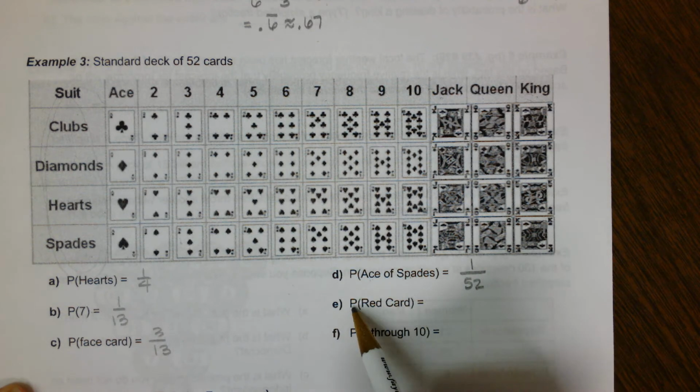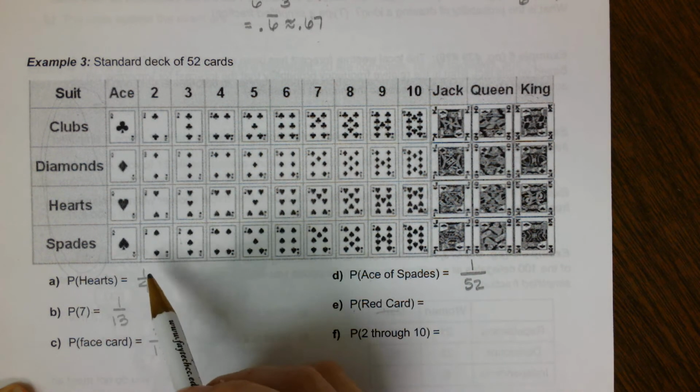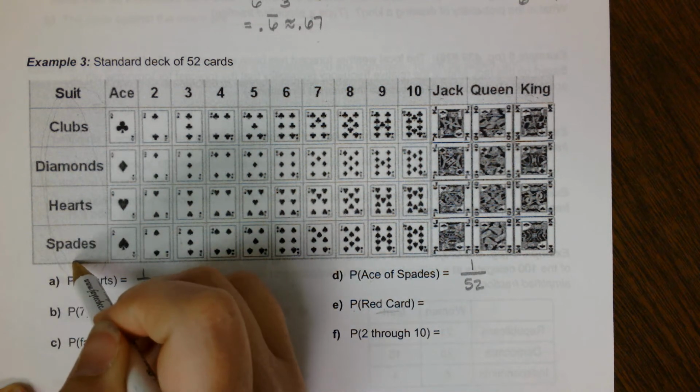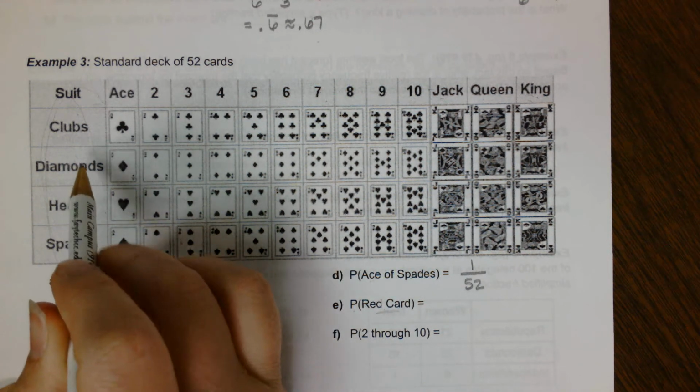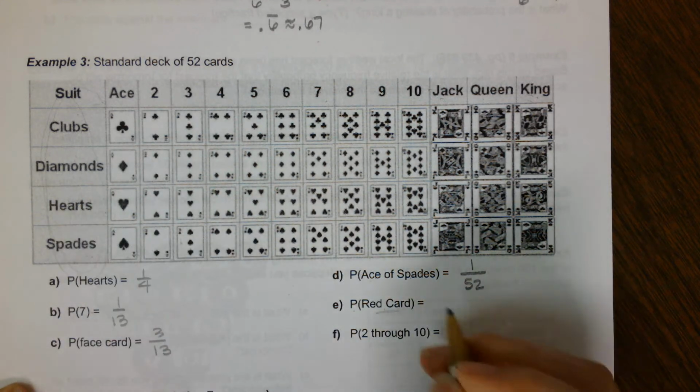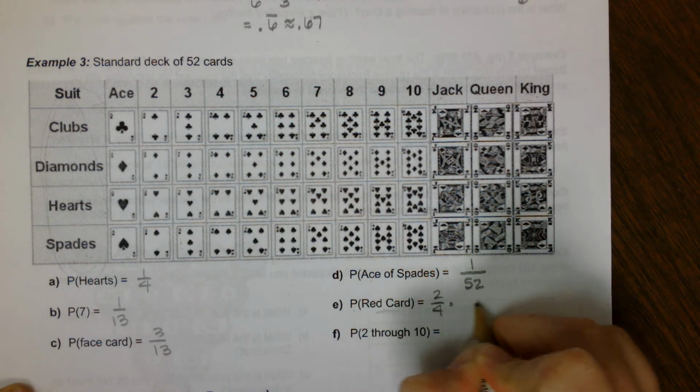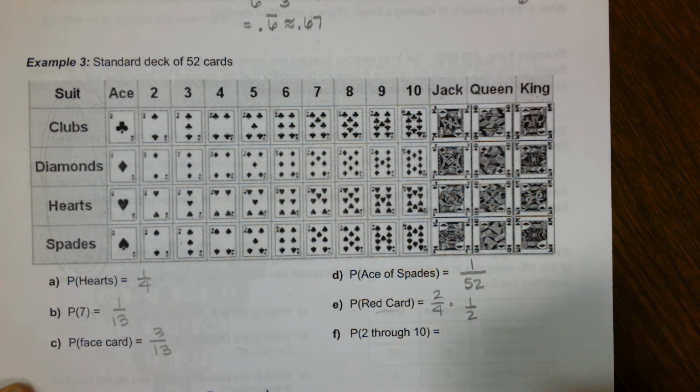Okay, so the probability of getting a red card. Okay, so now we're only looking at suits again. So of the 4 suits, how many of them are red? Well, hearts and diamonds are both red, so that would be 2 out of the 4, or 1/2.